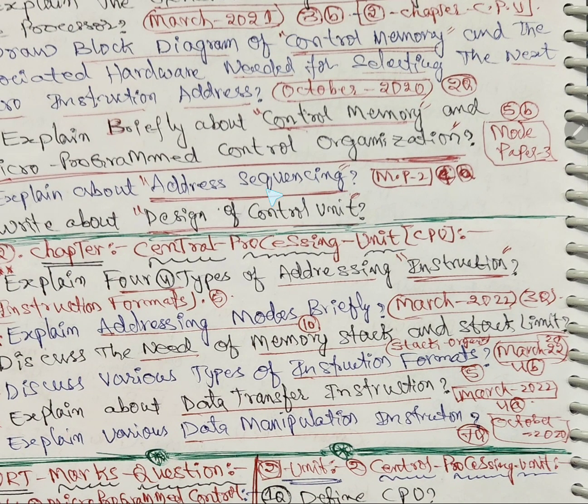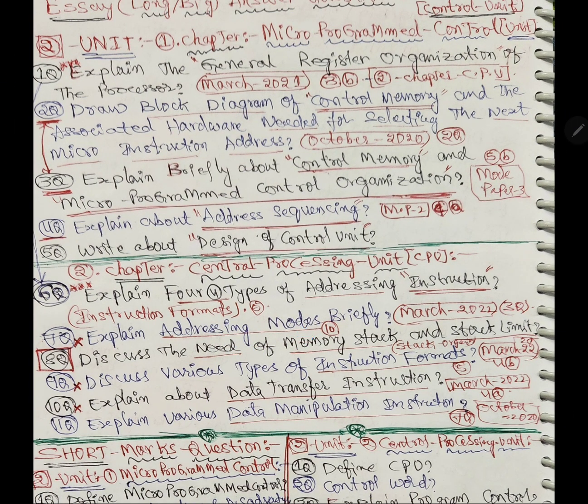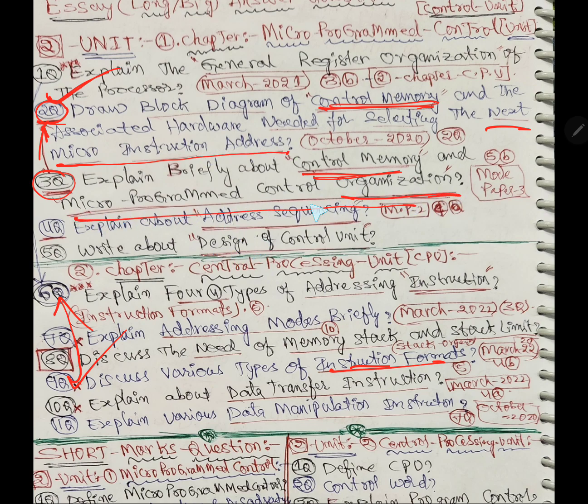Address sequencing has a diagram. This is not an important one. This is the important one. And addressing modes is important, but given last year, so this year may not have chances. Next question, where we now discuss various instruction formats. This is a direct question, and this ninth one and sixth one are the same. Here this second one and third one are the same. This has chances of coming, or control memory, and the next microinstruction address, and this one is the keyword.